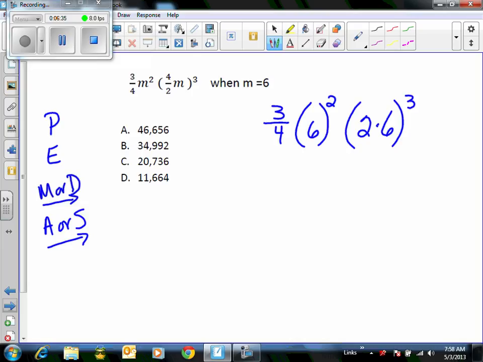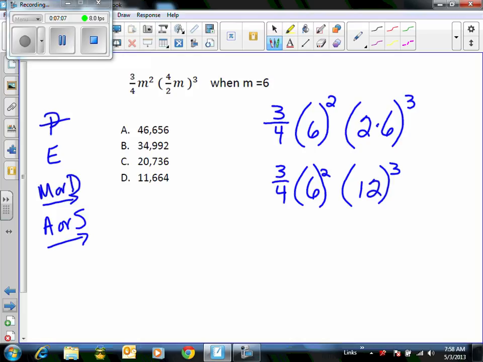No addition or subtraction in the problem for us to worry about, but we do have parentheses. So the first thing I need to do is 2 times 6 inside of that parentheses. So 3/4 times 6 squared times 12 to the 3rd. So I have my parentheses done. I had to do 2 times 6 to get that 12. That 4/2 is kind of what they call a distractor to kind of throw you off your game.